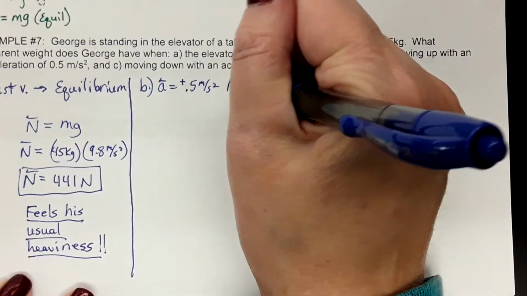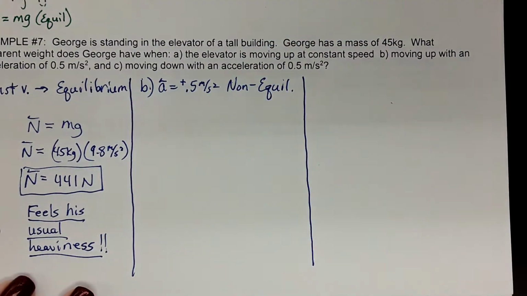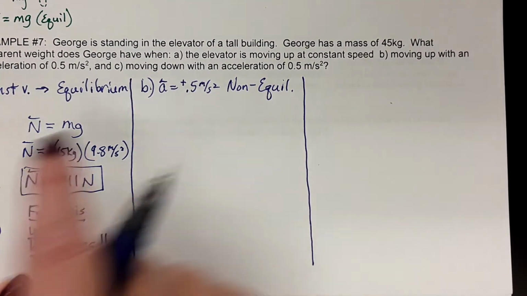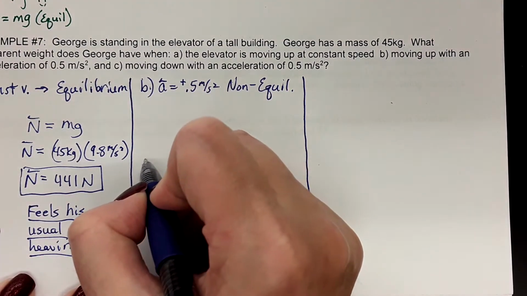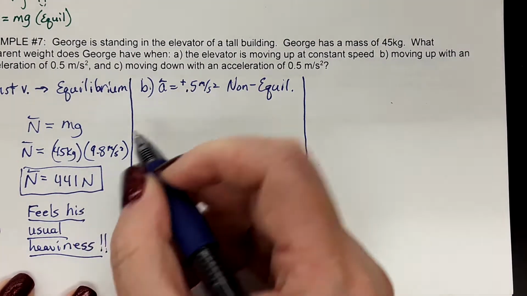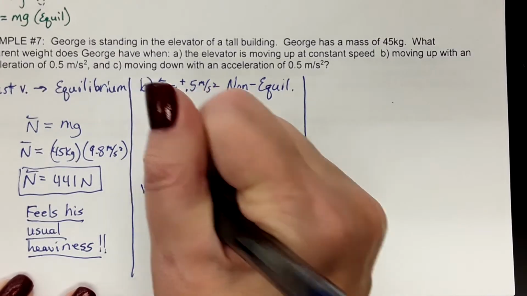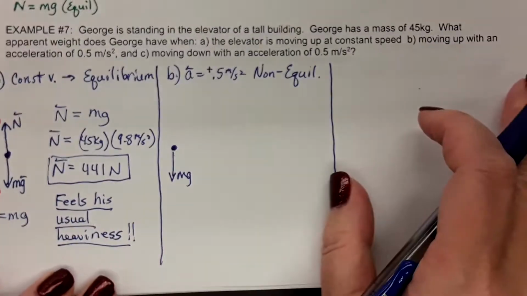So now we're in a state of non-equilibrium. Not everything balances out, in other words. There's something left over that makes George's mass accelerate, and that would be the net force. Something left over when you add the forces. So let's first look at a free body diagram of this situation. Now, George still has his true weight. That hasn't changed. It's the same as it was before.